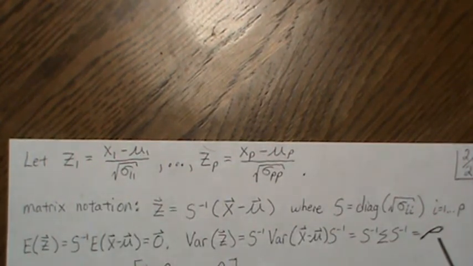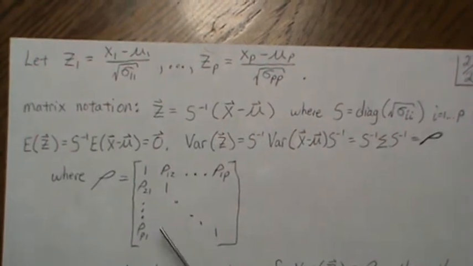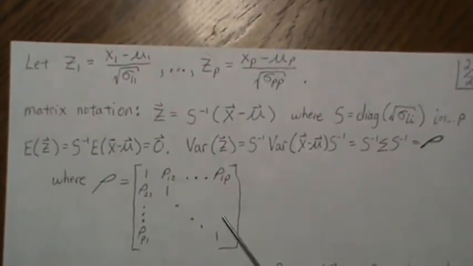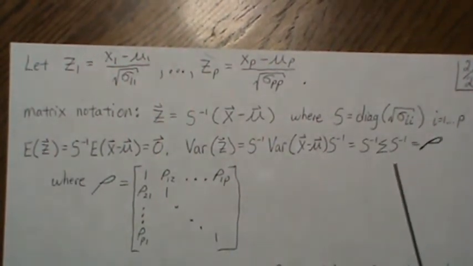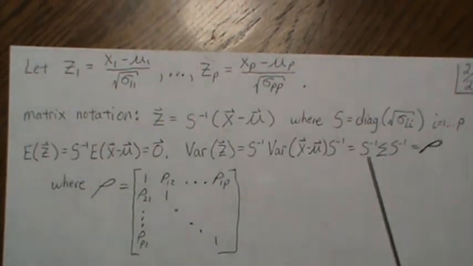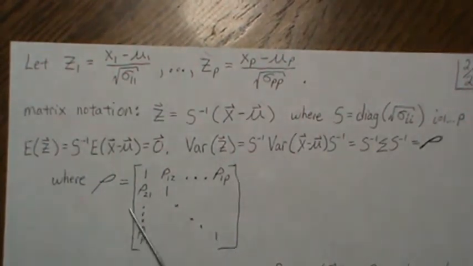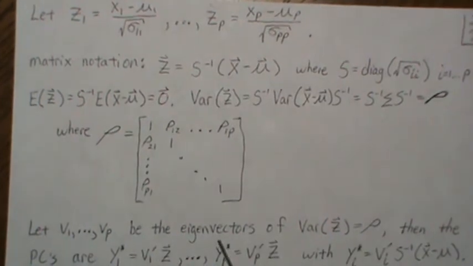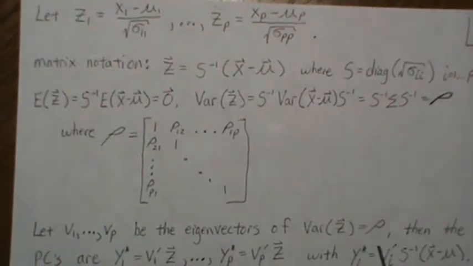So this is, well, let's put it here. So this is ones down the diagonal, and this is the correlation between any two variables. So it's symmetric. The top half is equal to the bottom half. And because this is full of covariances, when you divide it by the respective standard deviations, you get correlations. So now let's let V1 through VP be the eigenvectors of rho.